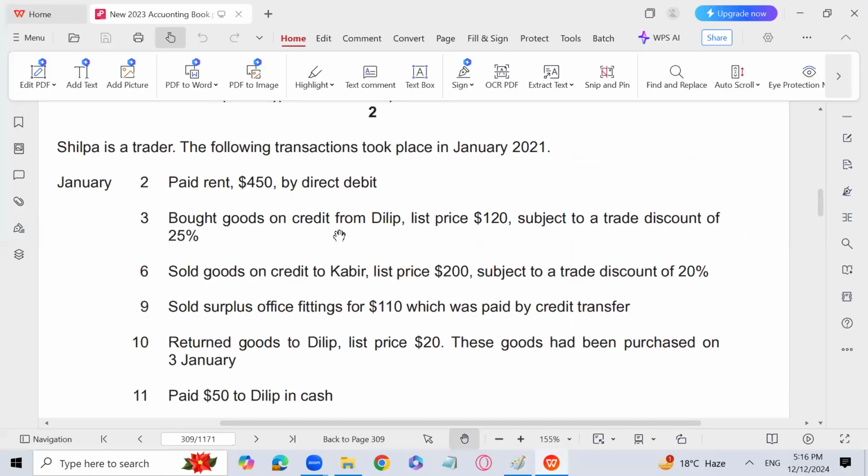Next, bought goods on credit from Dilip, it will not come in the cash book because cash or bank is not involved. Sold goods will not come. Sold surplus office fitting for 110, which was paid by credit transfer. The bank is going to be debited, and office fittings is going to be credited on January 9.